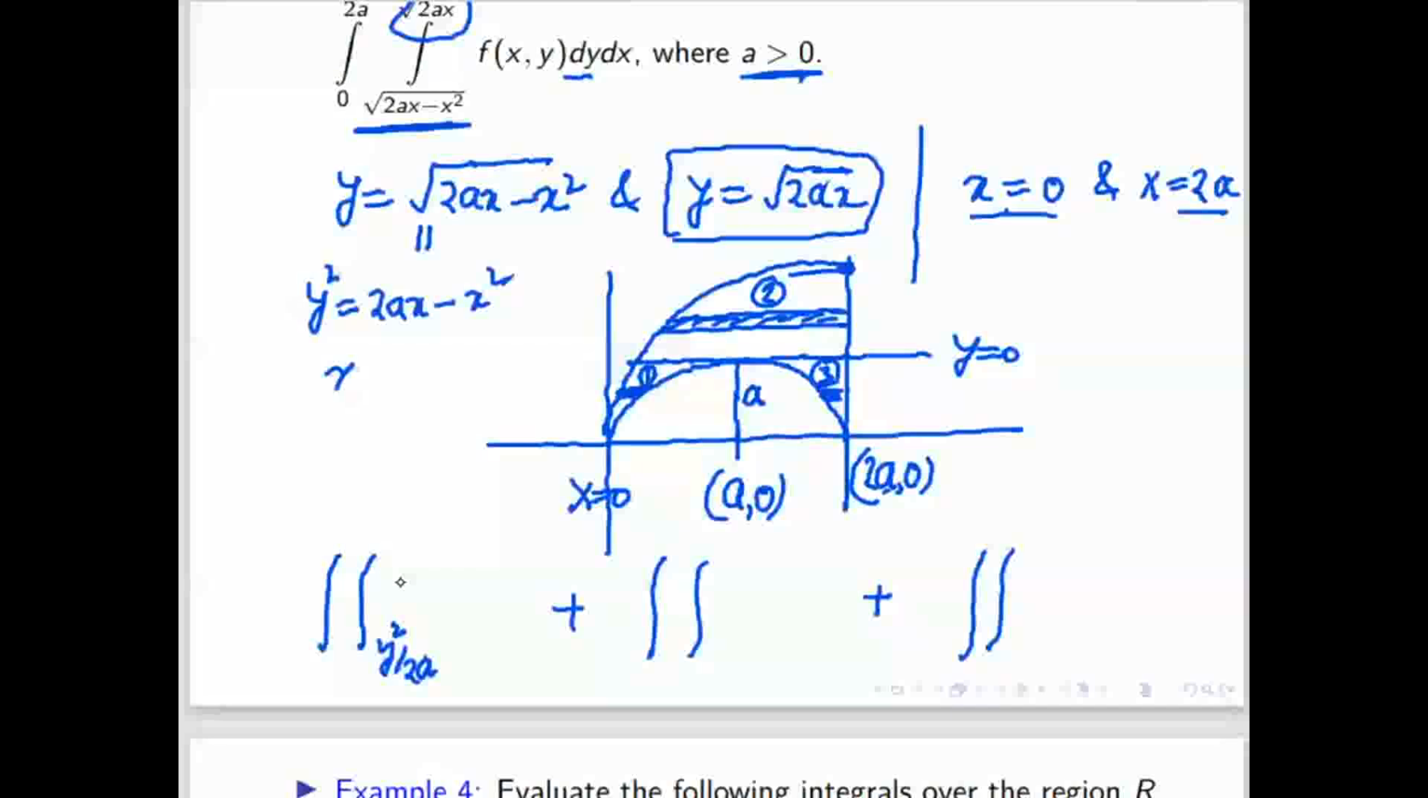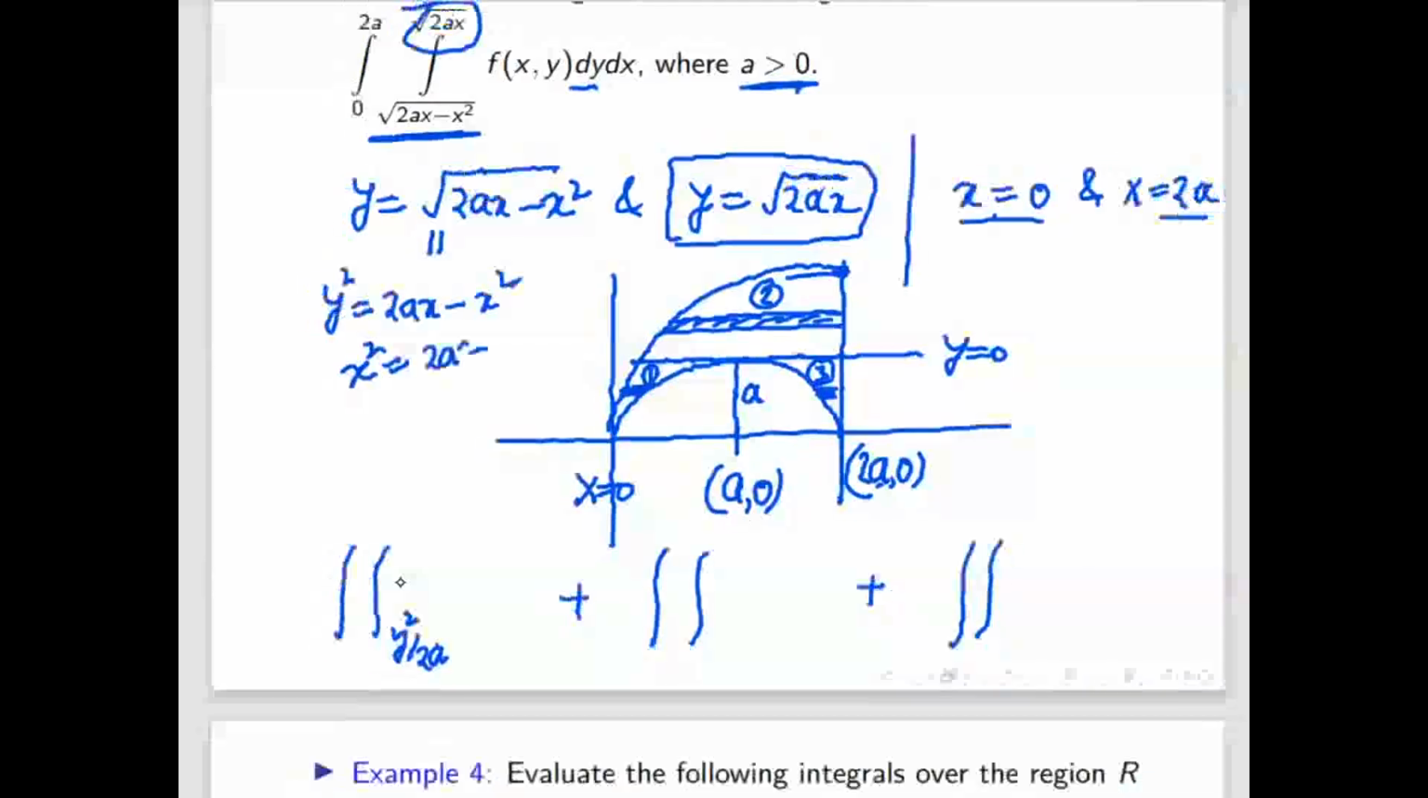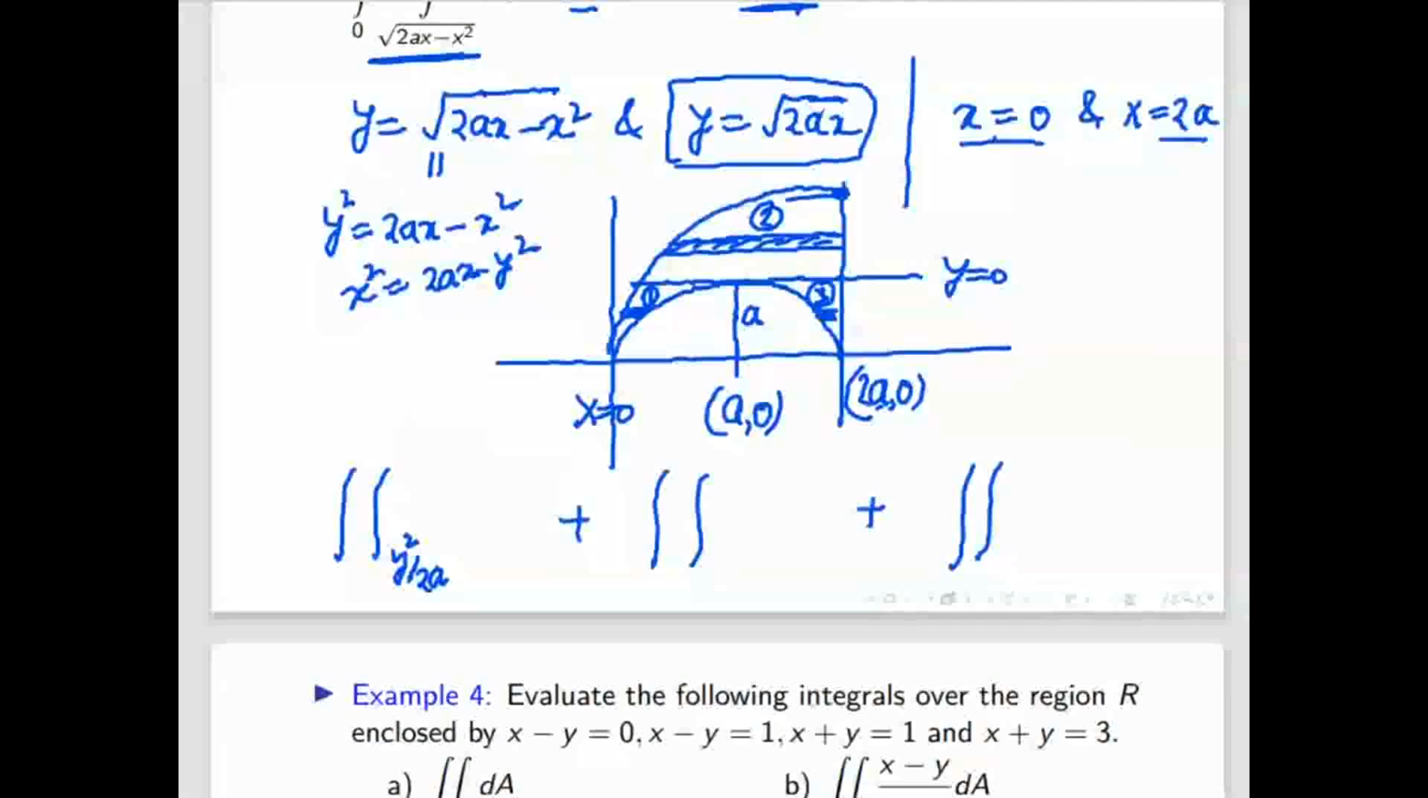So from here x square will come, 2ax minus y square. Then what is the value of x? You have to solve for x actually. Sir, x equals a plus or minus root over a square minus y square. You have to solve for x.